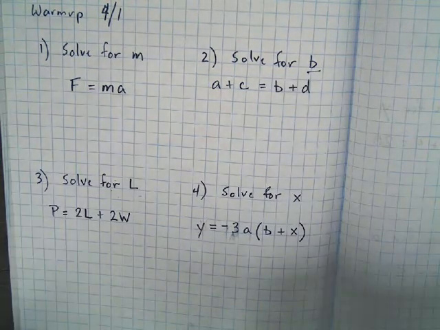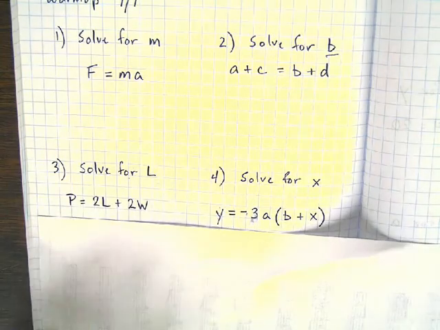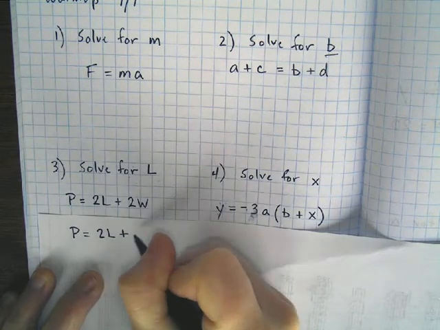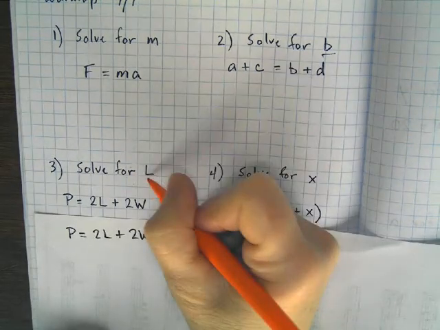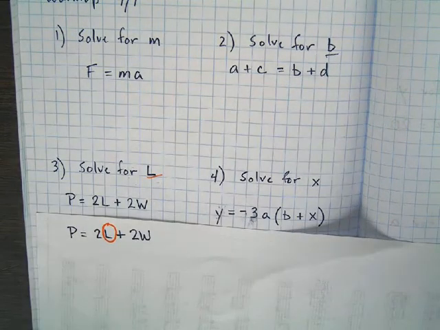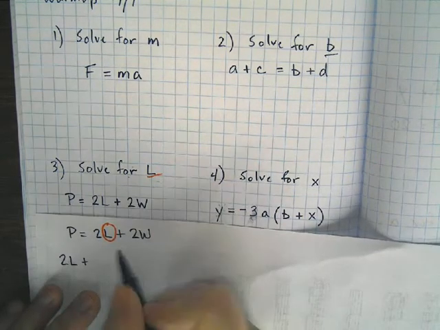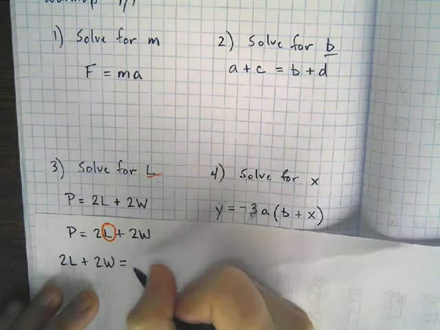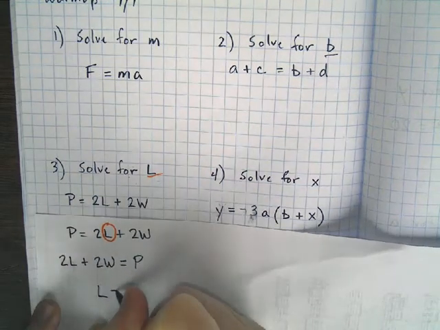Okay, let's look at the next problem. Problem number 3. I'm going to copy it down again. P equals 2L plus 2W. Who am I solving for? I'm solving for L. Here's my L. So again, I don't like it on the right-hand side. I'm going to switch both sides. So I'm going to write 2L plus 2W, copy the whole thing, equals, and move the left-hand side to the right-hand side. Okay, who am I solving for? L.